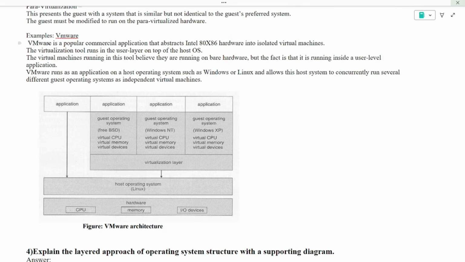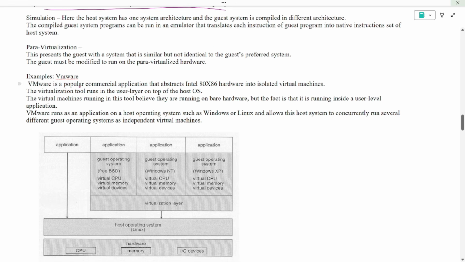It is VMware, that is virtual machineware, that is VM. It is the most popular commercial application that abstracts Intel 80x86 hardware into isolated virtual machines. The virtualization tool runs in the user layer on top of the OS. The guests running in this tool believe they are on bare hardware, but the fact is that it is running at user level, not in kernel. And that will have Windows, Linux and all.